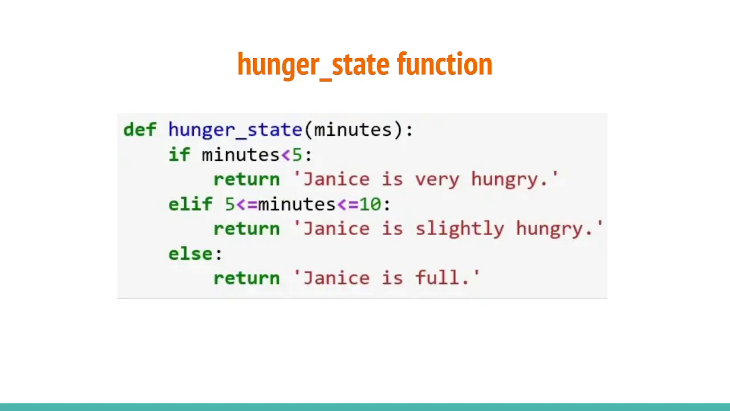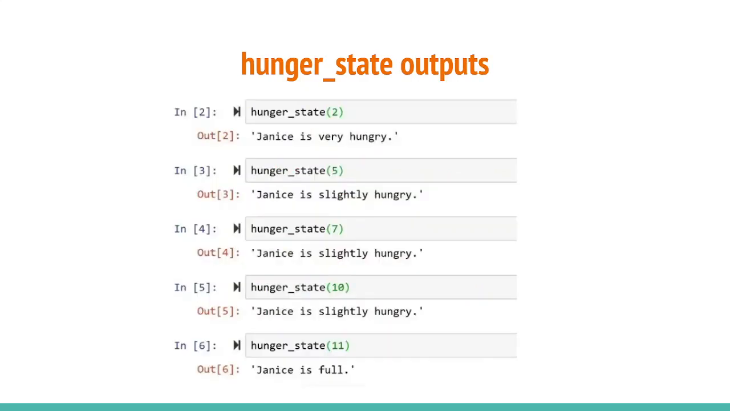Now that we have seen the function, let's look at some outputs. We can see that when the minute input value was 2, the function returned Janice is very hungry. Take special note of the output value for input minutes of 5 and 10. These are our edge cases of our conditions. When the minute input value was 5, 7, or 10, the function returned Janice is slightly hungry. And when the minute input value was 11, the function returned Janice is full.